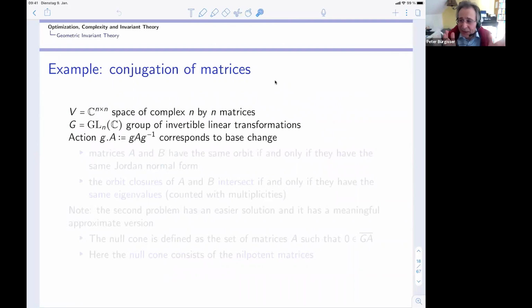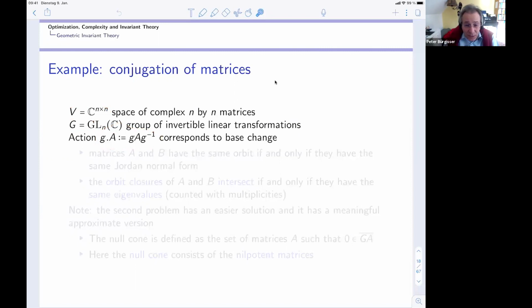This is a beautiful example. It's a baby example, but it explains many of these notions. So the vector space V is a space of complex n by n matrices. Then the group is GL_n(C), the group of invertible n by n matrices, and the action is conjugation. This is the action that we learn in linear algebra in the first year. In German, it's called similarity, I think.